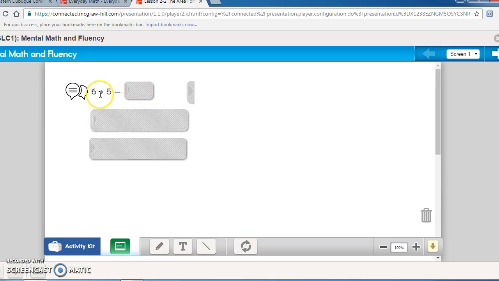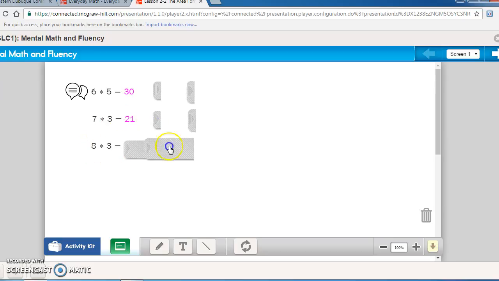All right, 6 times 5, 30. 7 times 3, 21. 8 times 3, 24. Again, if you're not able to answer these as quickly as I just did, please practice those multiplication facts at home. It's only going to help you in learning the rest of the math strategies and skills this year and into 5th grade and beyond.